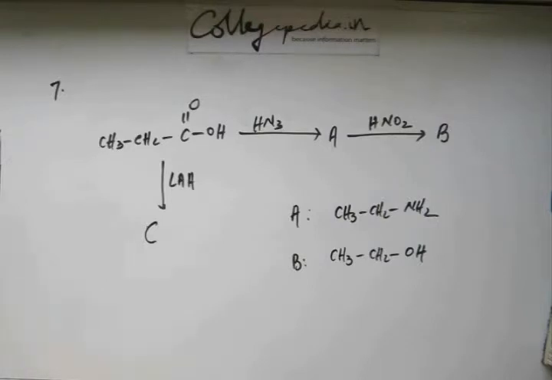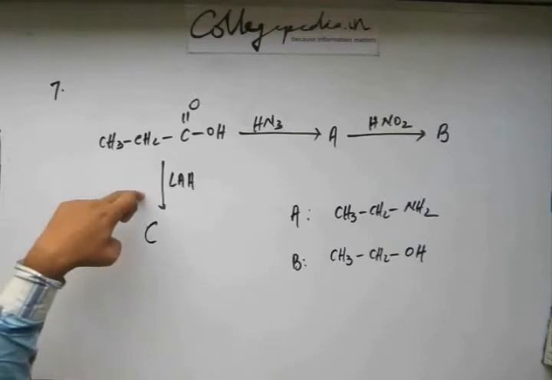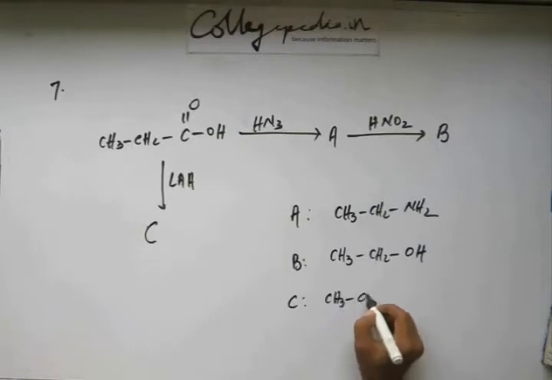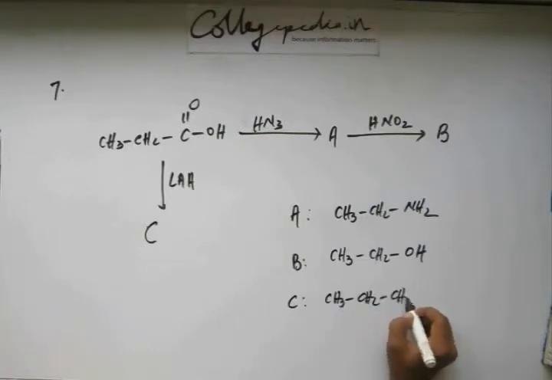Fine. Now if we add LAH, lithium aluminum hydride, on this propenoic acid, what happens is that this acid gets reduced to alcohol, and the number of carbon will remain the same. So C will be propanol.